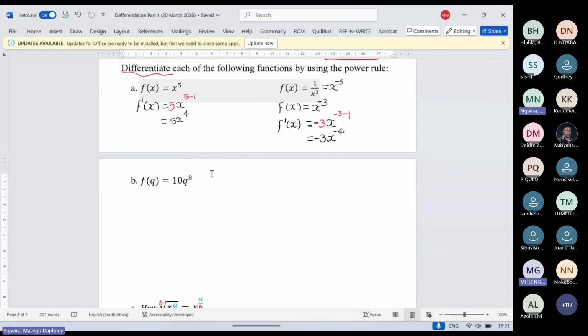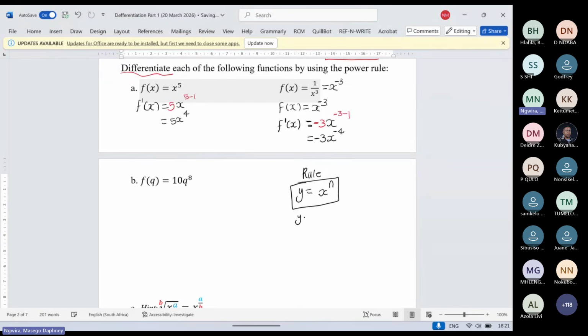All right. So the rule says, that's a rule. The rule says that if you are given y is equals to, or f of x, it doesn't matter. F of x and y is the same thing. Y is equals to x to the power of n. The rule says that. So this is the question. If I say to you differentiate, this is the question. The rule says that you are going to say.